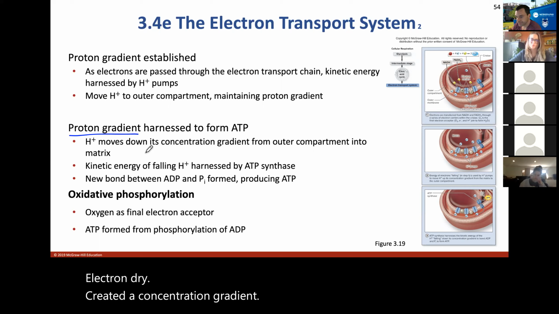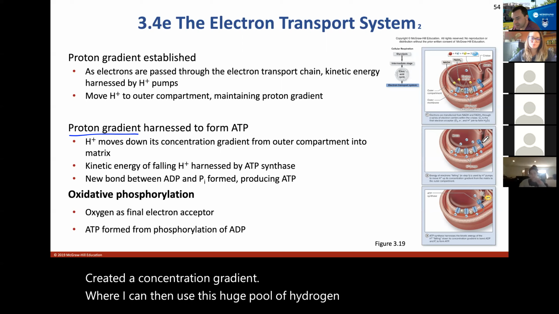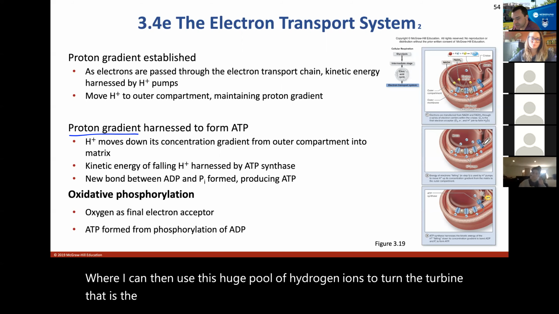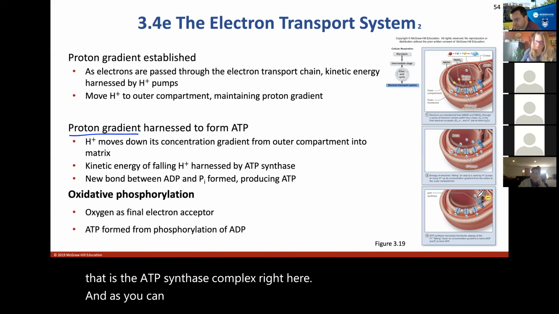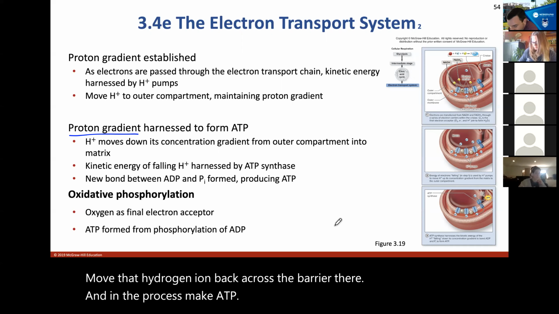Okay. Where I can then use this huge pool of hydrogen ions to turn the turbine. That is the ATP synthase complex right here. And as you can see, I can move that hydrogen ion back across the barrier there. And in the process, make ATP, oxidative phosphorylation.